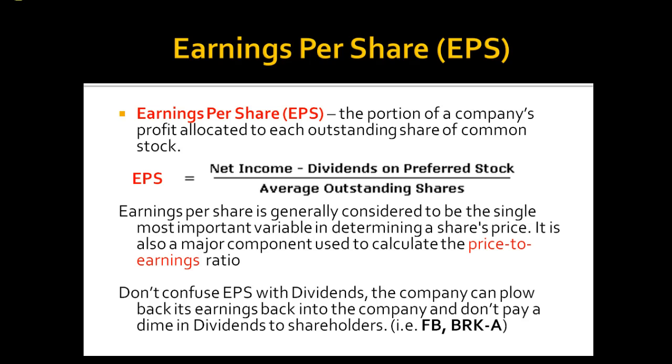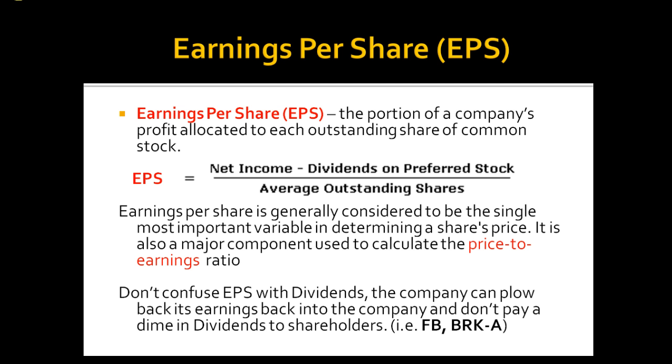So if it does, then most likely the stock will rise on that day. And if it doesn't meet the forecasted EPS, then the stock most likely will fall. However, let me state that there are other reasons a stock may fall at earnings release, such as lower margins or a weaker forward year guidance, etc. EPS is generally considered to be the single most important variable in determining a share's price, and is also a major component used to calculate the PE ratio, which we're going to look at on the next slide.